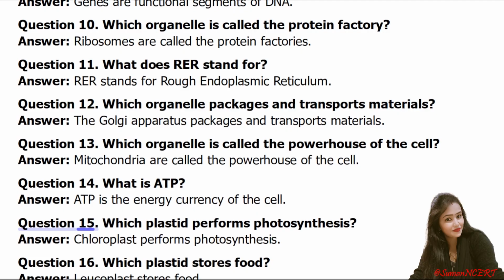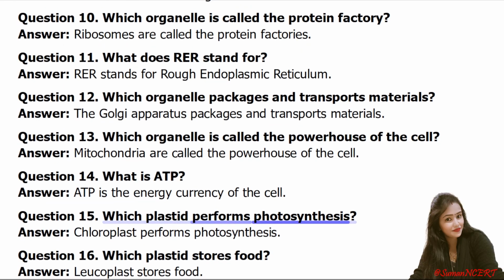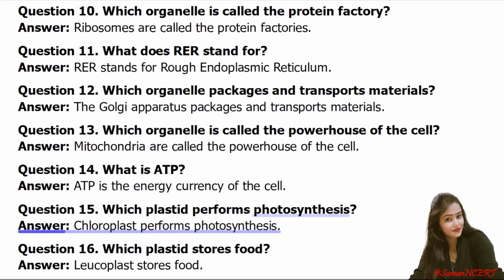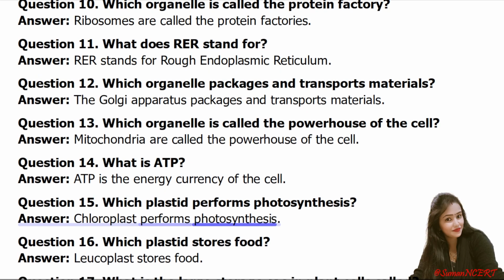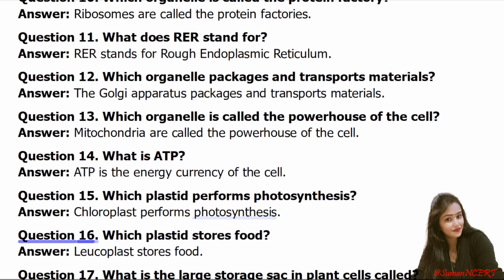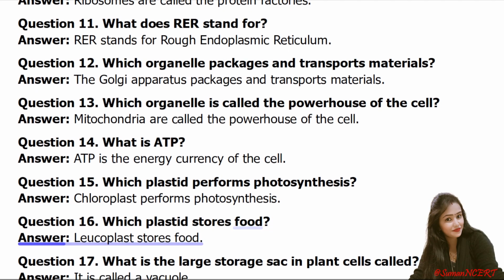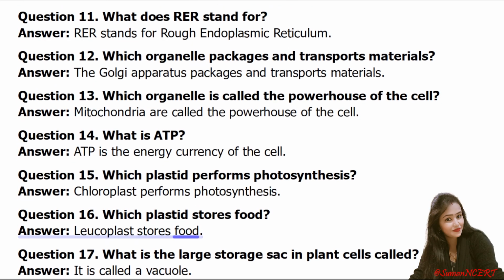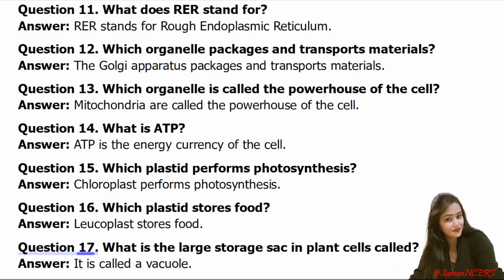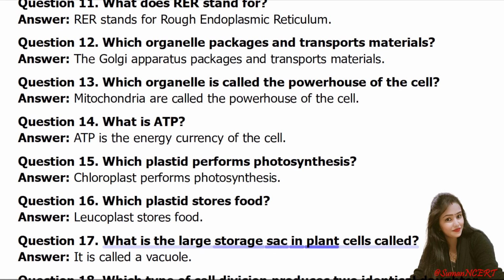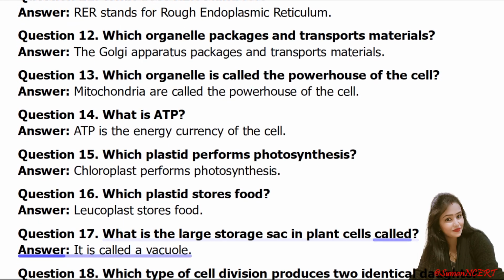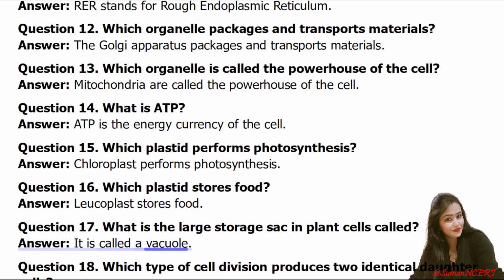Question 15. Which plastid performs photosynthesis? Answer: Chloroplast performs photosynthesis. Question 16. Which plastid stores food? Answer: Leucoplast stores food. Question 17. What is the large storage sac in plant cells called? Answer: It is called a vacuole.